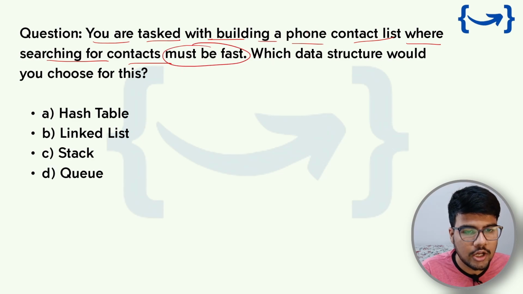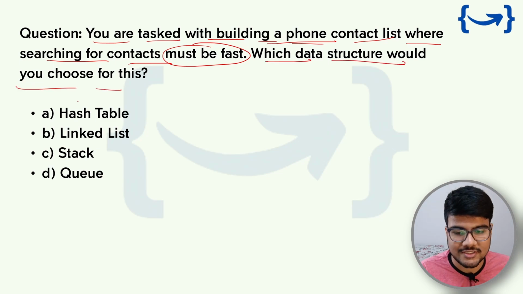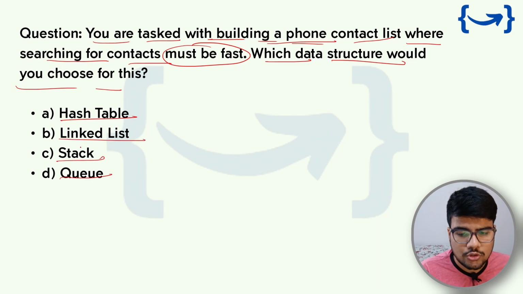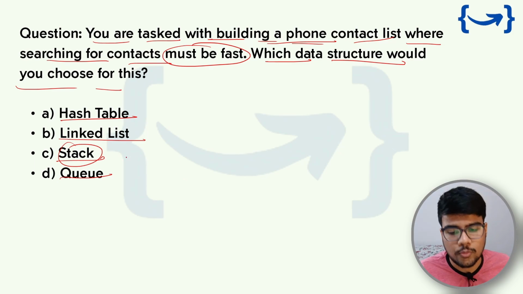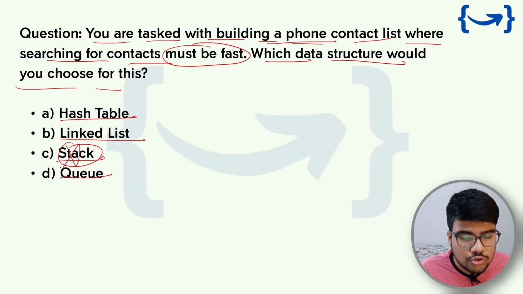Okay, we need to build a phone contact list. Which data structure would you choose for this? In the options we have hash table, linked list, stack, and queue. Do you think a stack would be the right option to create our phone list, because we need to delete as well? Deleting will not do my task, so this can't be used here.